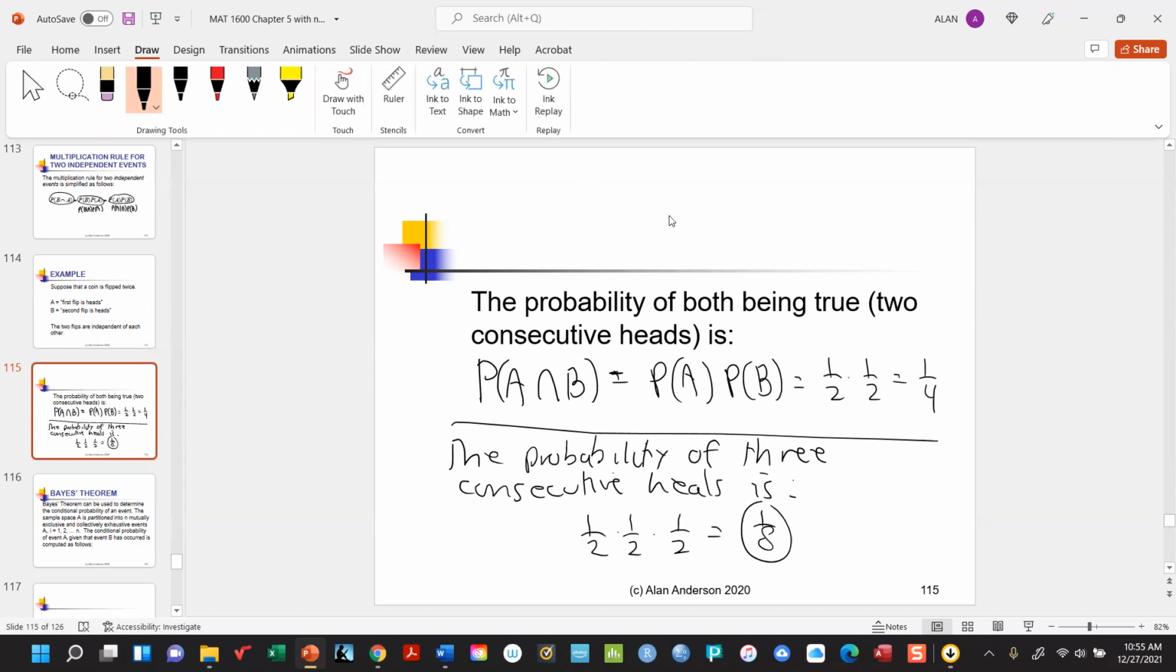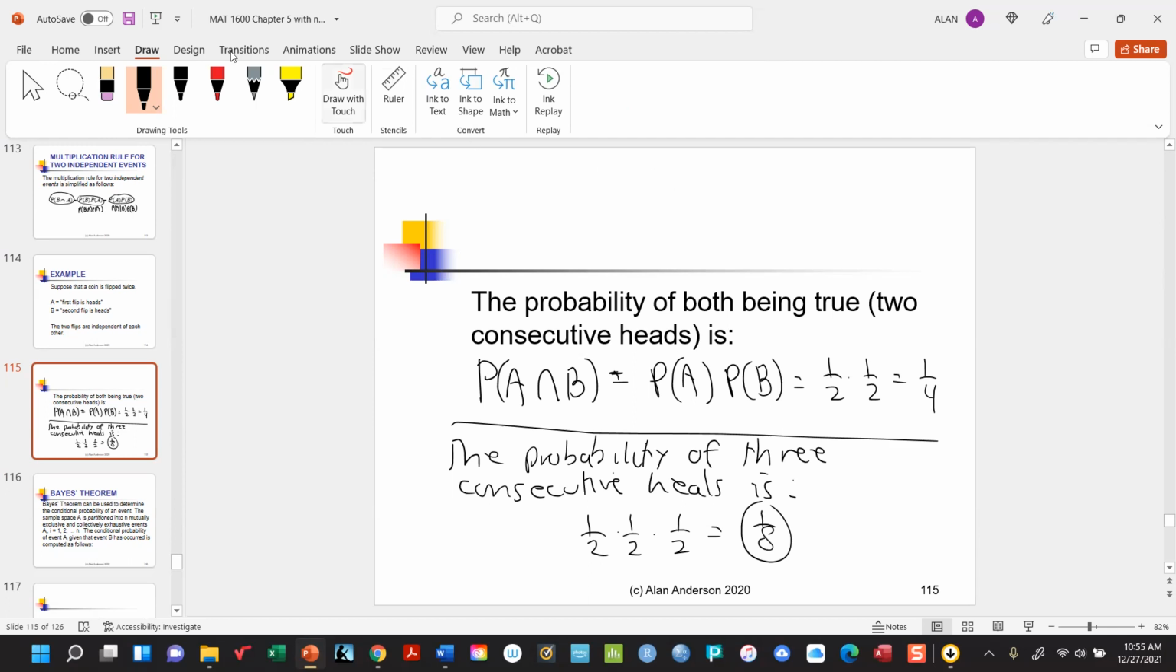So, yeah, you can see the multiplication rule with independent events is quite simple compared to the full version, where the events may not be independent of each other. But now we've covered all of the different compound probabilities. And so we're kind of zooming along now.